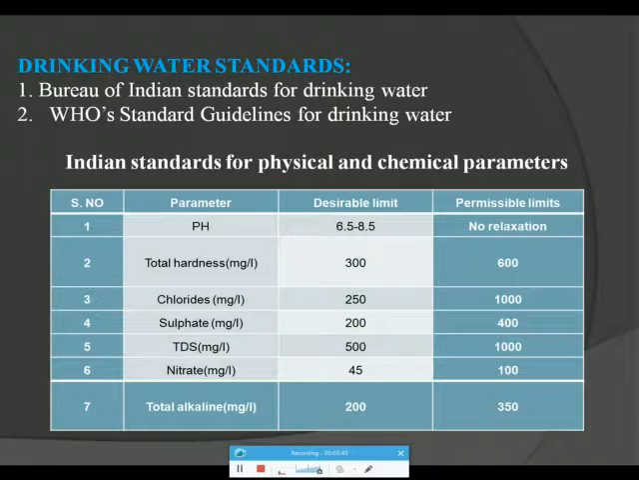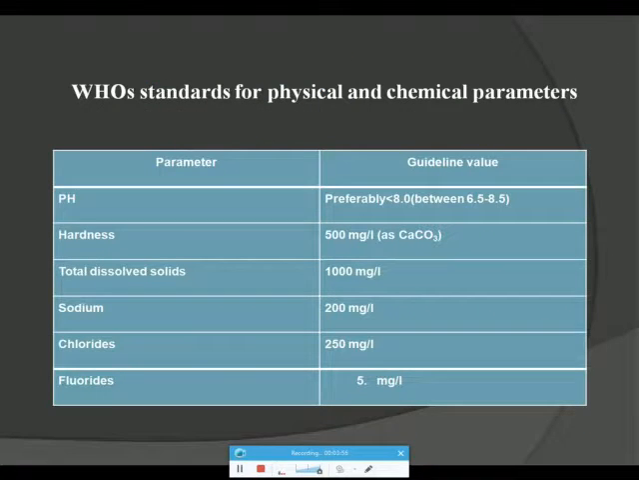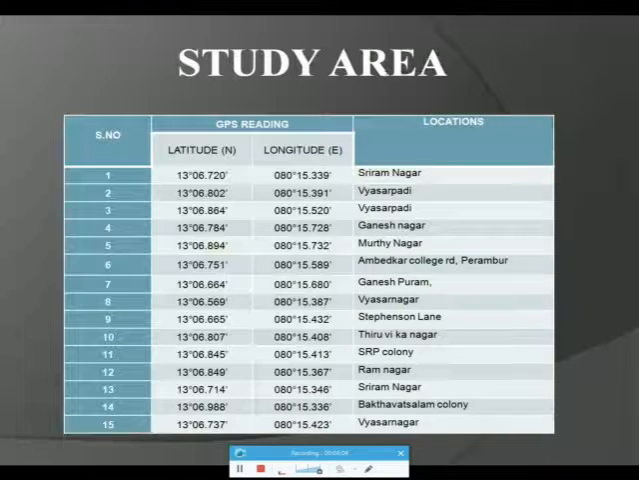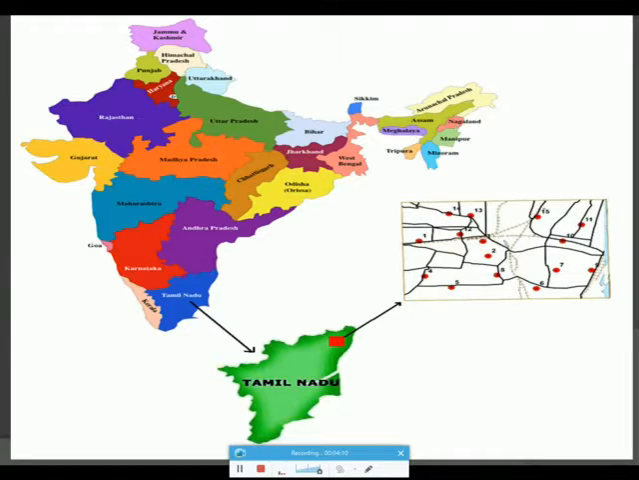Indian standard for physical and chemical parameters, which are provided in these tabulations. WHO standards for physical and chemical parameters. These are the study areas we go through to collect the samples and test them for our project. A map where we collected the water samples.